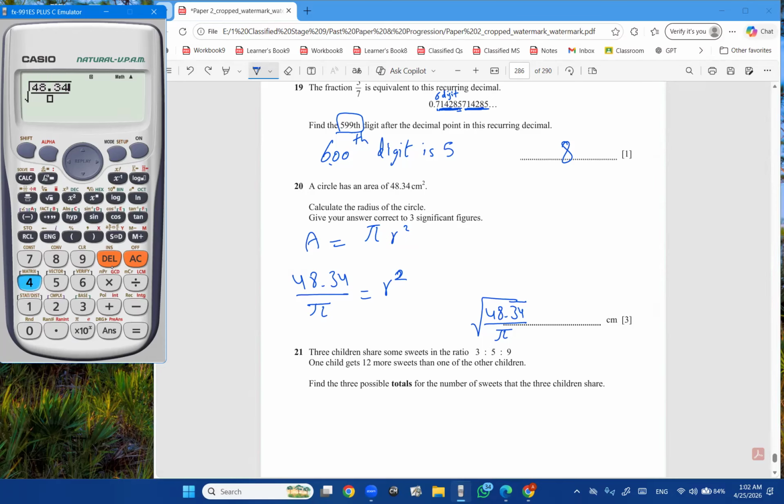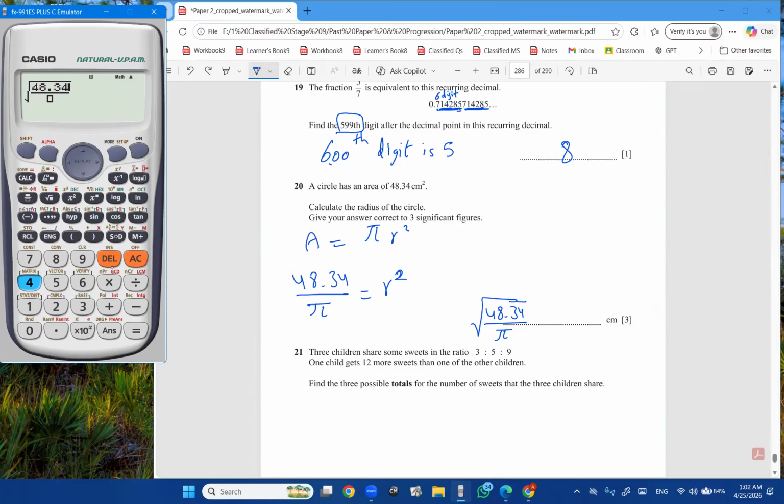So what is the number that they are multiplied by? It is unknown so far. So I'm going to represent it with x. So once you find that you're not given more information, you just should turn this into 3x, 5x, 9x. They told you that one child gets 12 more. So who gets 12 more? Definitely not this one, because this is the smallest. So definitely this one doesn't get 12 more.